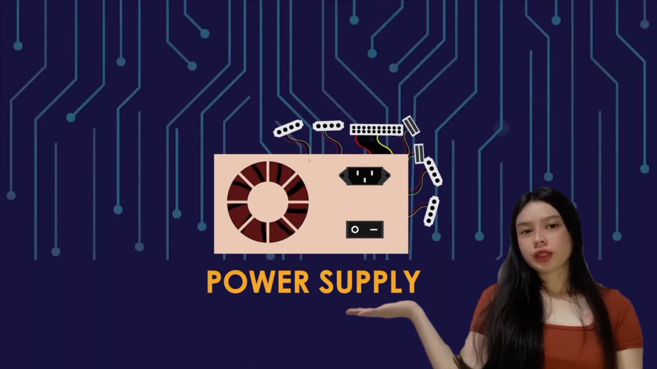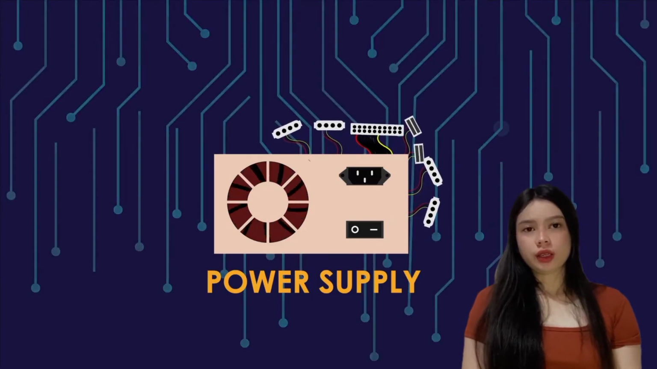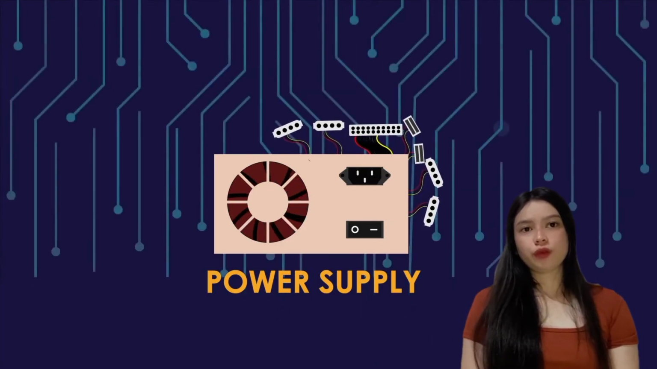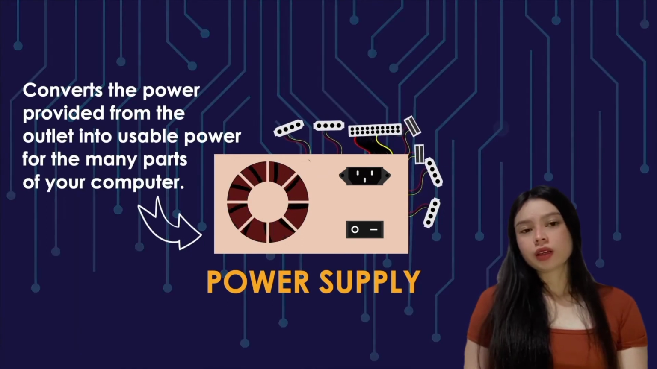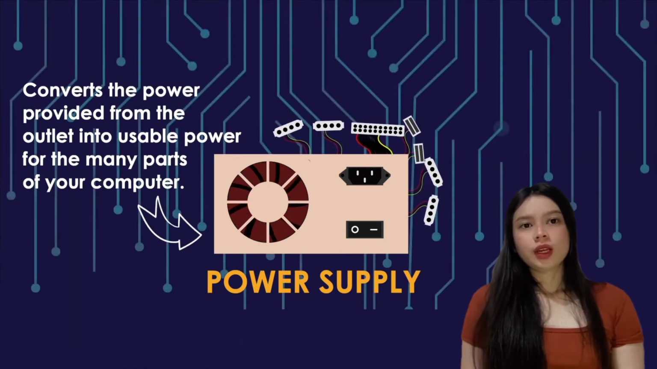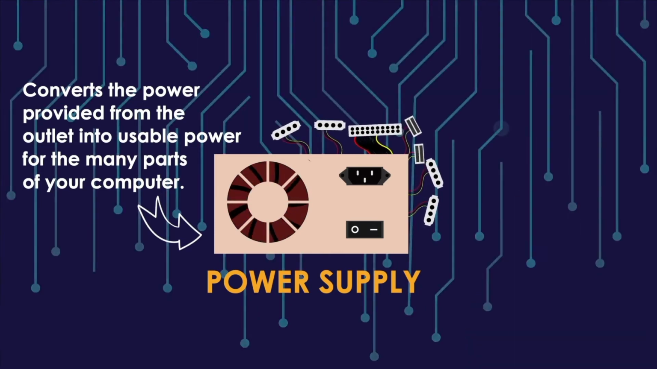The next one is power supply. It is an electronic circuit that converts the voltage of an alternating current into direct current voltage. It basically consists of the following elements: transformer, rectifier, filter, and regulator circuits.